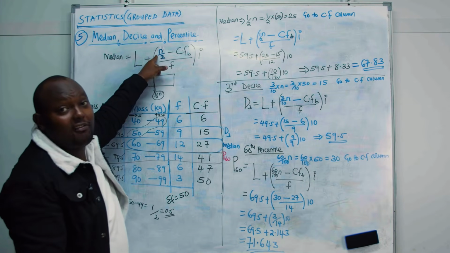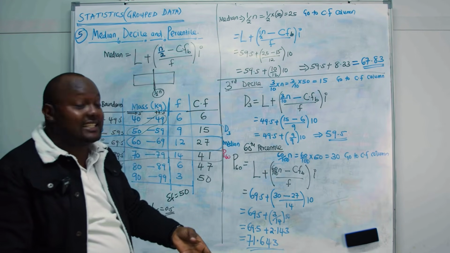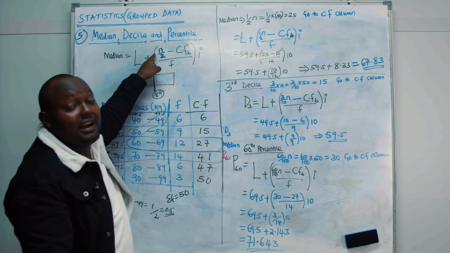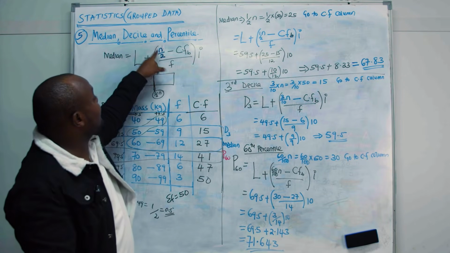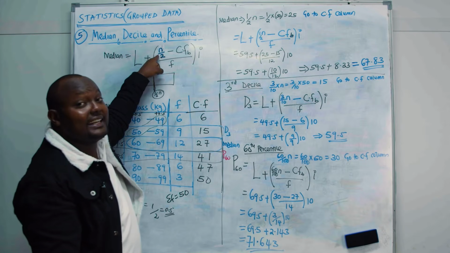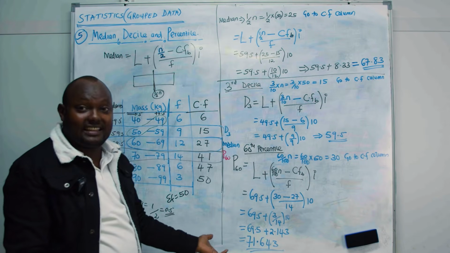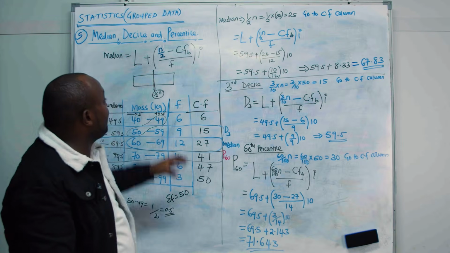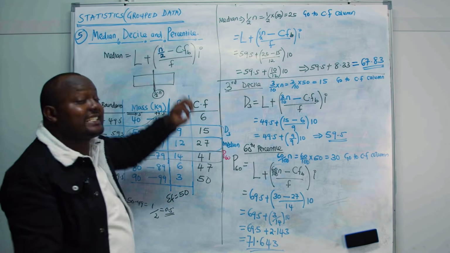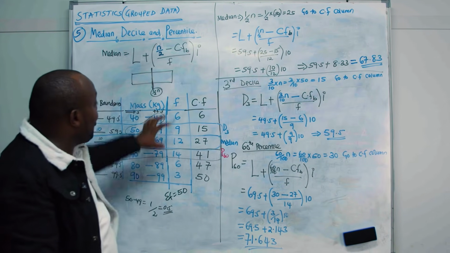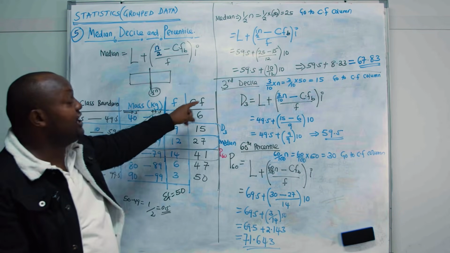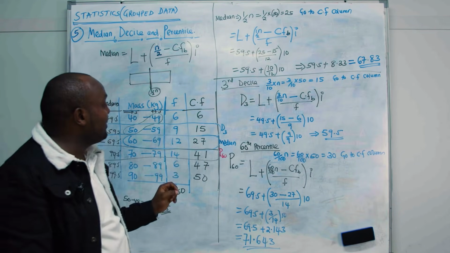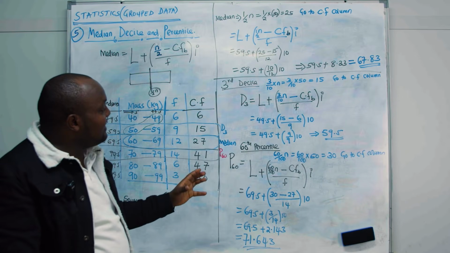When you use 4 over 10, it means it is fourth decile. When you use 50 over 100, it means it is 50th percentile. When you use 80 over 100 n, it is 80th percentile. So regardless of the question, the formula will remain the same. This is the same part that will guide you on which class we are going to use. Remember, on this one, we said we only introduce one column of cumulative frequency. So I hope this one is clear.